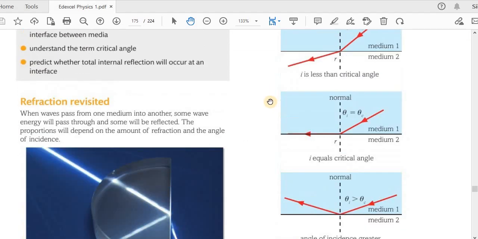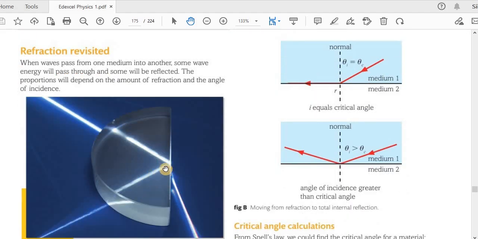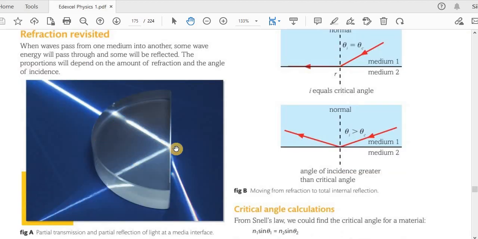Now, let's look at the instance in a real situation. For example, over here, this is the first case. You see the first diagram here? The angle of incidence is less than the critical angle. That is what you see here. By the way, this is a semicircular solid glass block. If you have seen this in the physics labs, you would also have seen the demonstration of this. So what we do, we have an incident ray that is striking the circumference of this semicircular glass block.